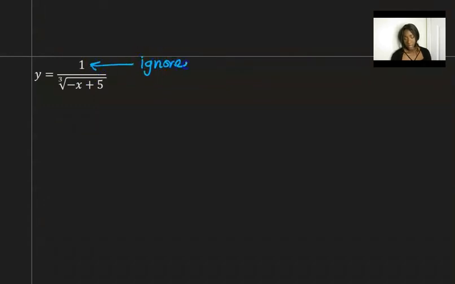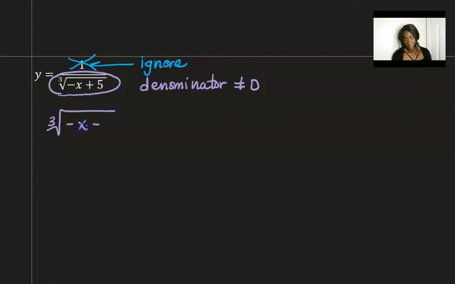In our next example, it's the same thing starting off. This numerator has no even radical in it. I'm going to ignore that one. The only thing I have to worry about is the denominator, because we can never have the denominator be 0. So I'm going to take the denominator and I'm going to set it not equal to 0.